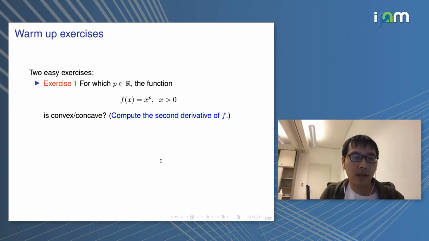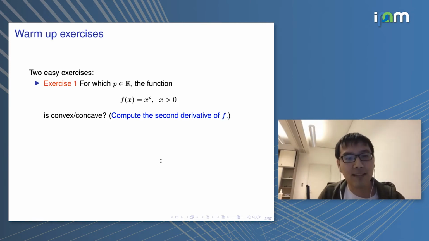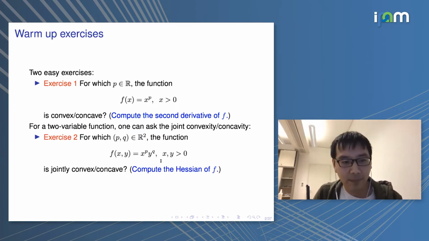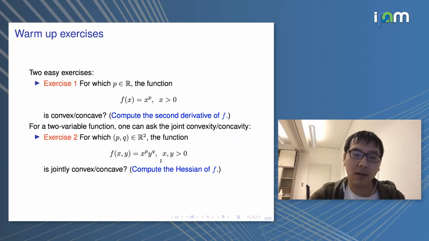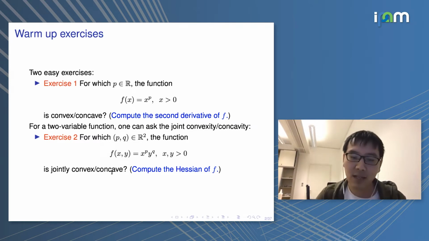So as a warm-up, let me give you two very easy exercises. The first exercise is to decide for which p, x to the power p is convex or concave. And certainly this is very easy. You can compute the second derivative of f. And for a two-variable function, x to the power p and y to the power q, this second exercise asks for which pairs (p, q) we have joint convexity or joint concavity. But this time again it is very easy. You can compute the Hessian of this function.